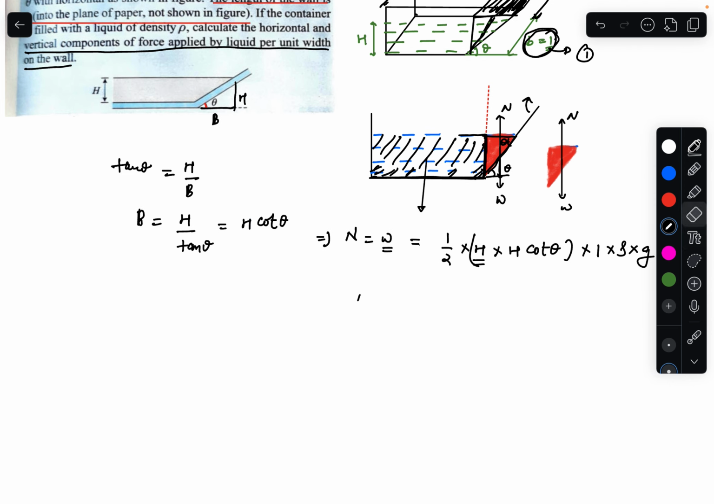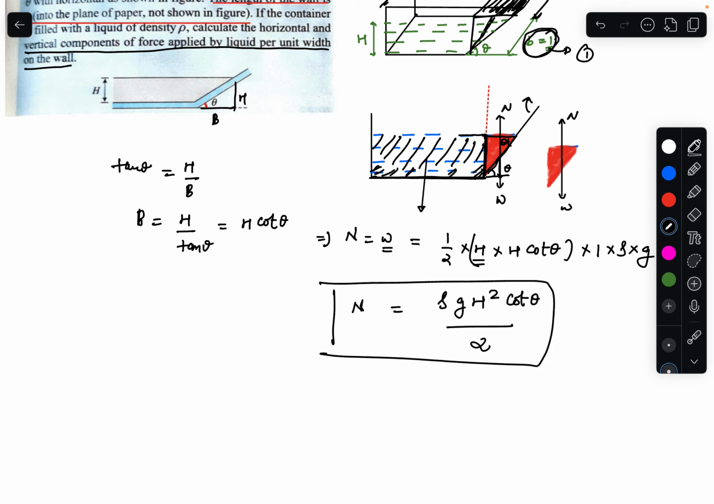So basically the normal acting on this becomes rho g h square cot theta divided by 2, and this is the vertical force acting on this wall. Fine. Now let's go to the horizontal force.